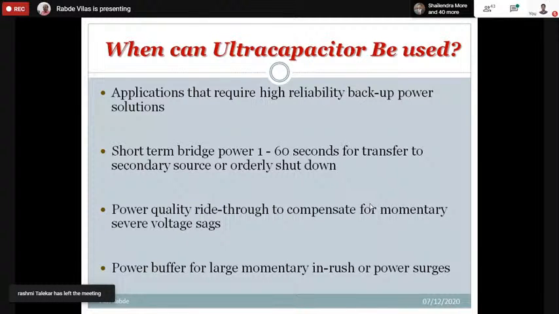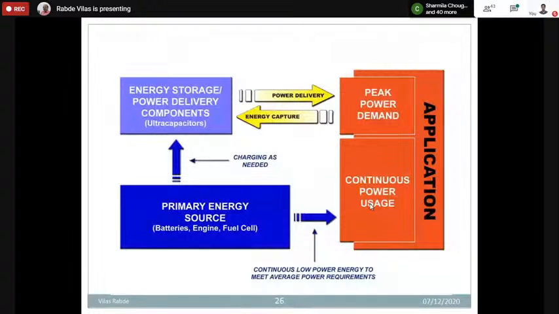So this is the same application. If you see energy storage, primarily an energy source. If you compare, then we can go either for continuous power usage or peak power demand. Accordingly, we have to select the application and select the capacitor for that.